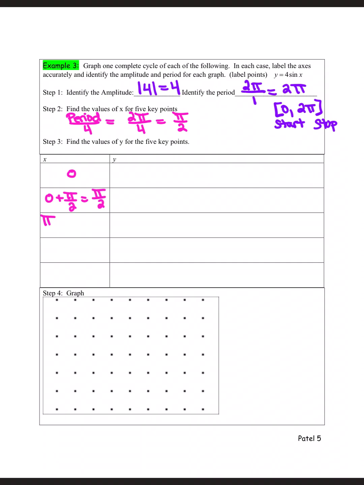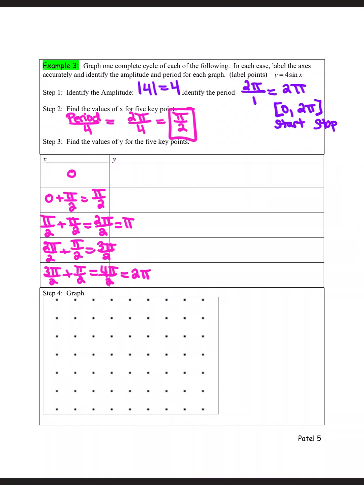Then we have pi over 2 plus pi over 2, which is 2 pi over 2. 2 pi over 2 plus pi over 2 is 3 pi over 2, and 3 pi over 2 plus pi over 2 is 4 pi over 2. Notice I'm not simplifying my fraction till the end. Sometimes that helps, because when we add and subtract, we need a common denominator. In this case, since I already had it, I didn't want to simplify till the end.